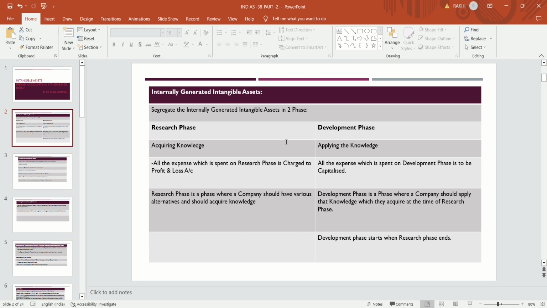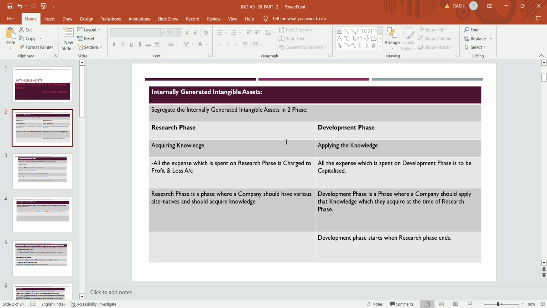This internally generated intangible asset is segregated into two phases, that is the research phase and the development phase. Research phase is that phase in which the entity acquires knowledge. Means they spend time on research by applying various alternatives, permutations and combinations. So research phase is that phase.